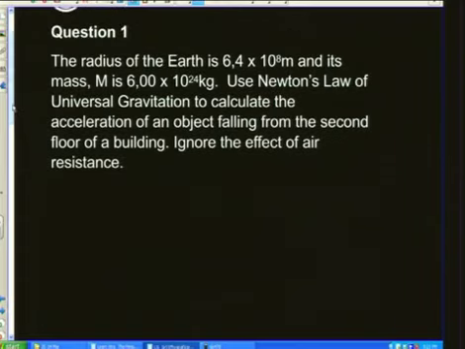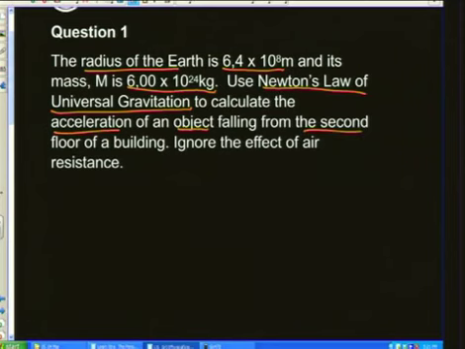Right, let's have a look at what it says. It says to us some important information. It says the radius of the Earth is 6,4 times 10 to the 8 meters, and its mass is 6 times 10 to the 24 kilograms. Then it says use Newton's law of universal gravitation to calculate the acceleration of an object falling from the second floor of a building, and it tells us that we can ignore the effect of air resistance. So we can ignore the frictional effect.